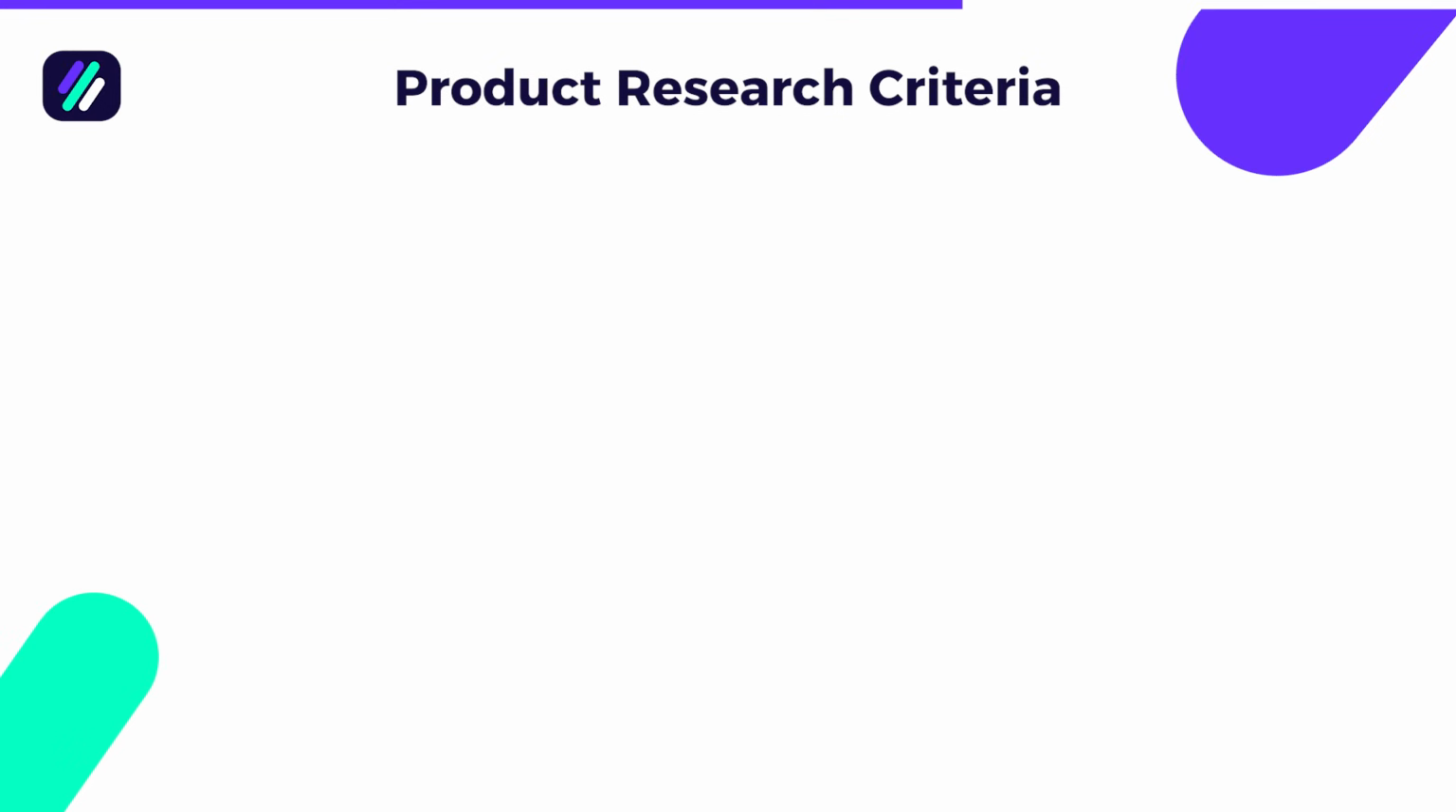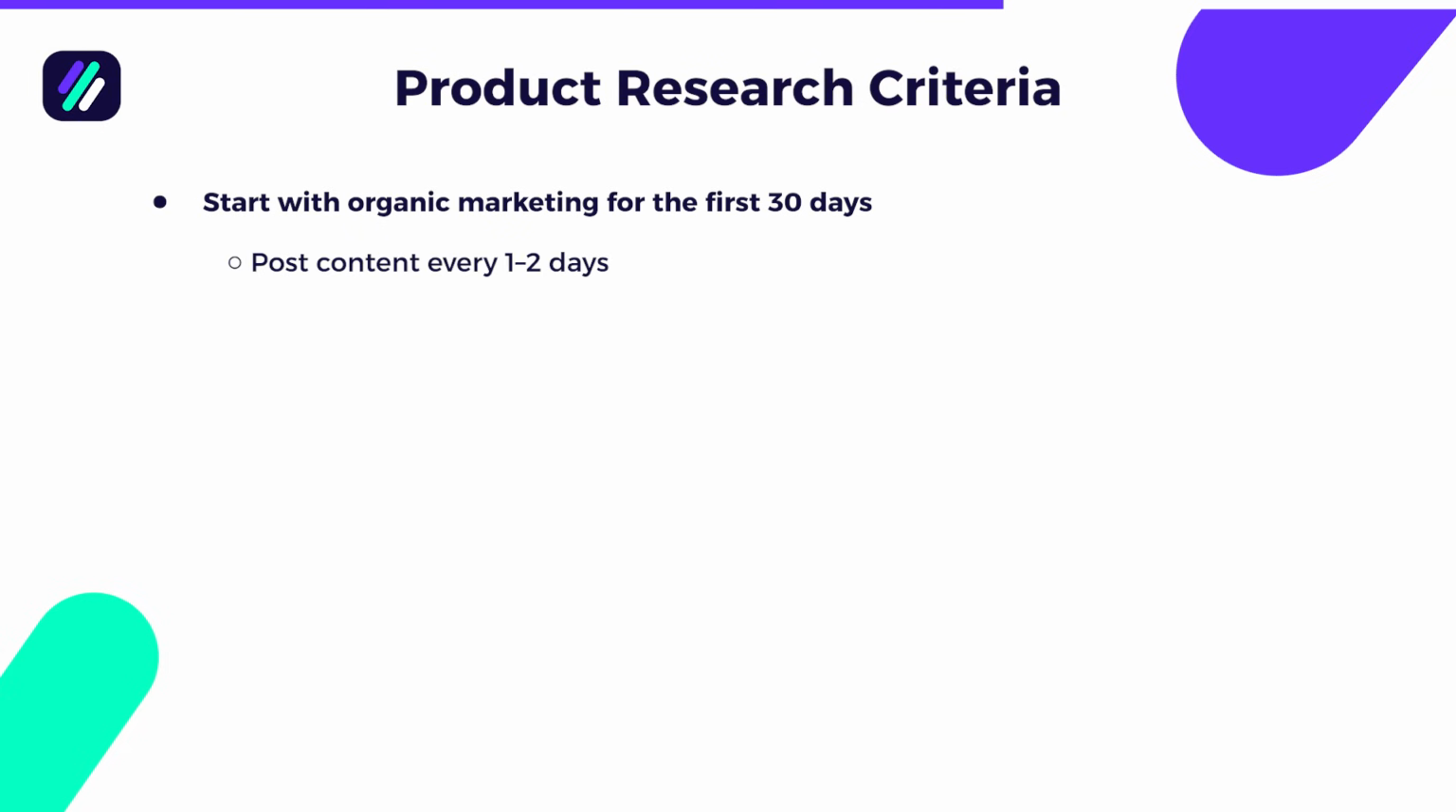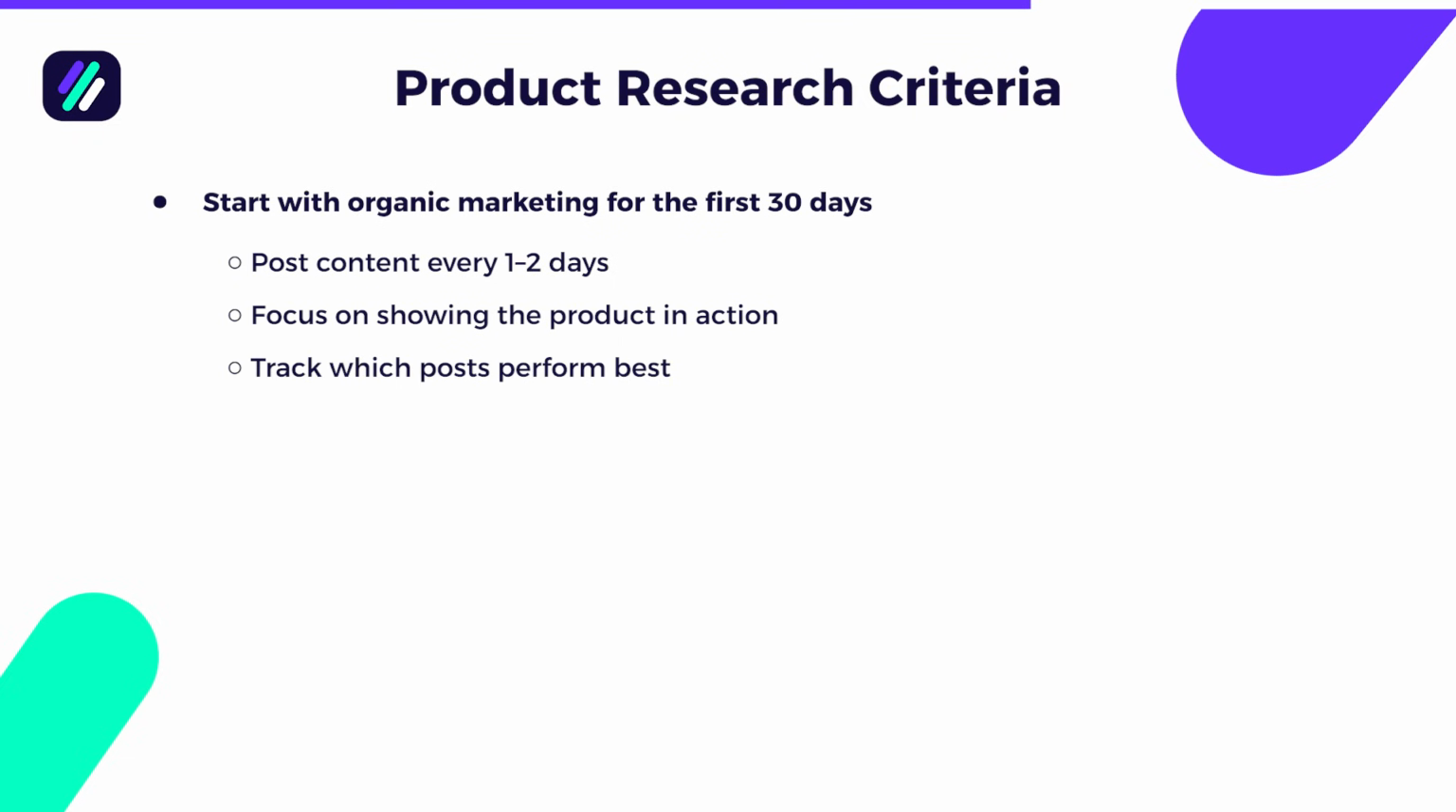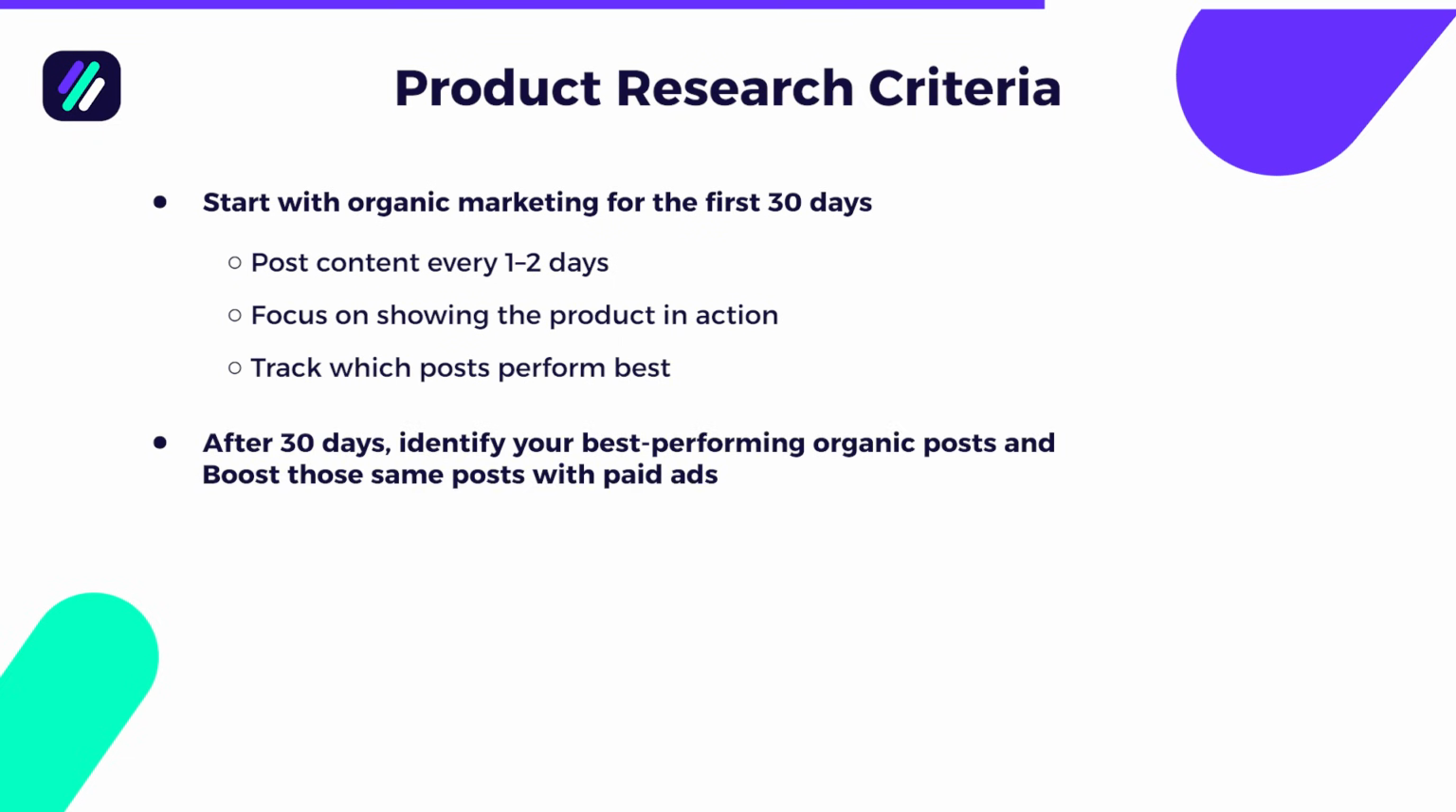The best marketing combo. Here's the strategy I personally recommend. Start with organic marketing the first 30 days. Post content every 1 to 2 days. Focus on showing the product in action. Track which posts perform best. After 30 days, identify your best performing organic posts. Boost those same posts with paid ads. This way, you're not guessing. You're scaling content that's already proven it can convert.